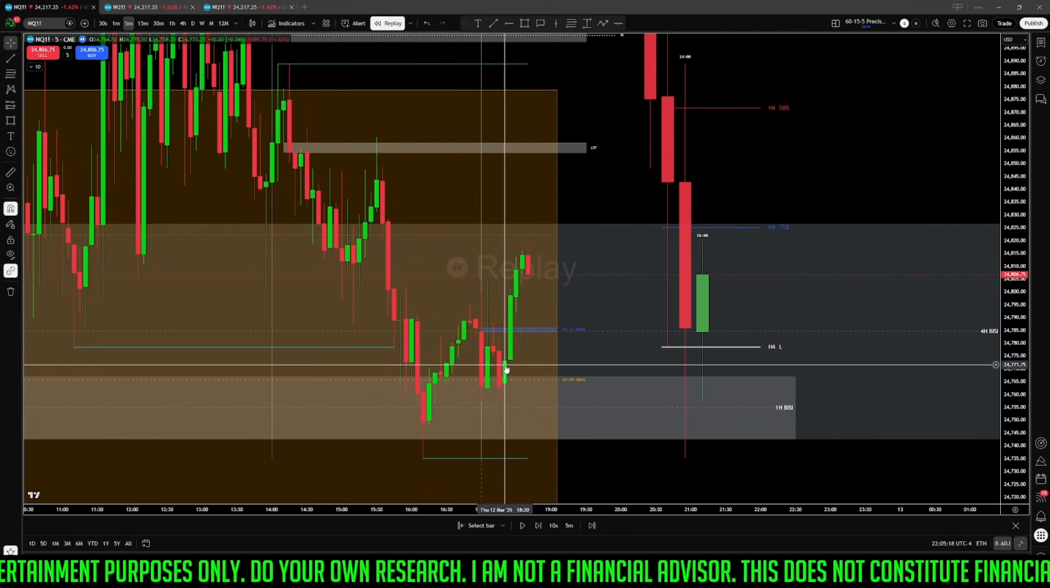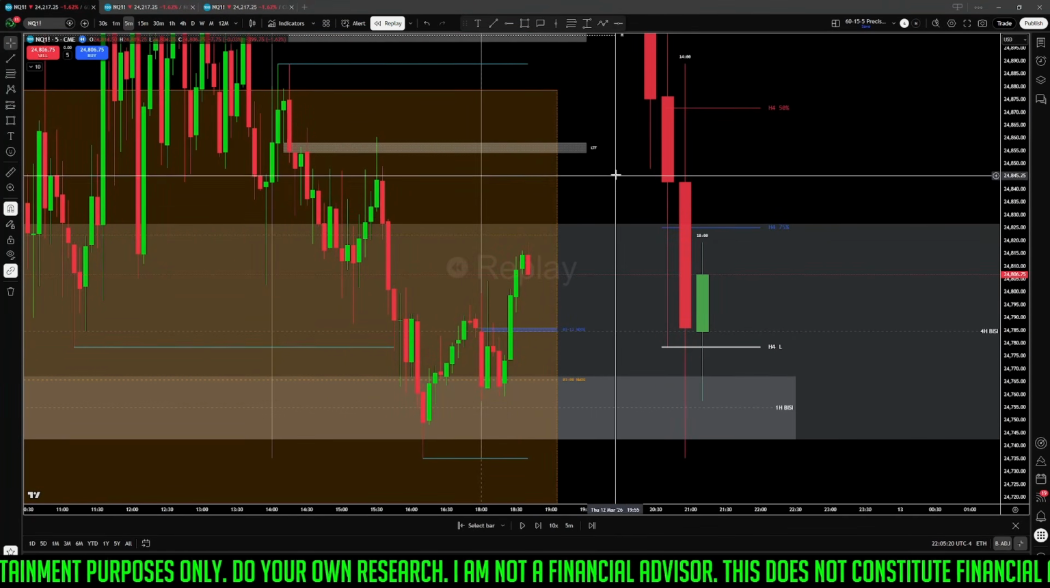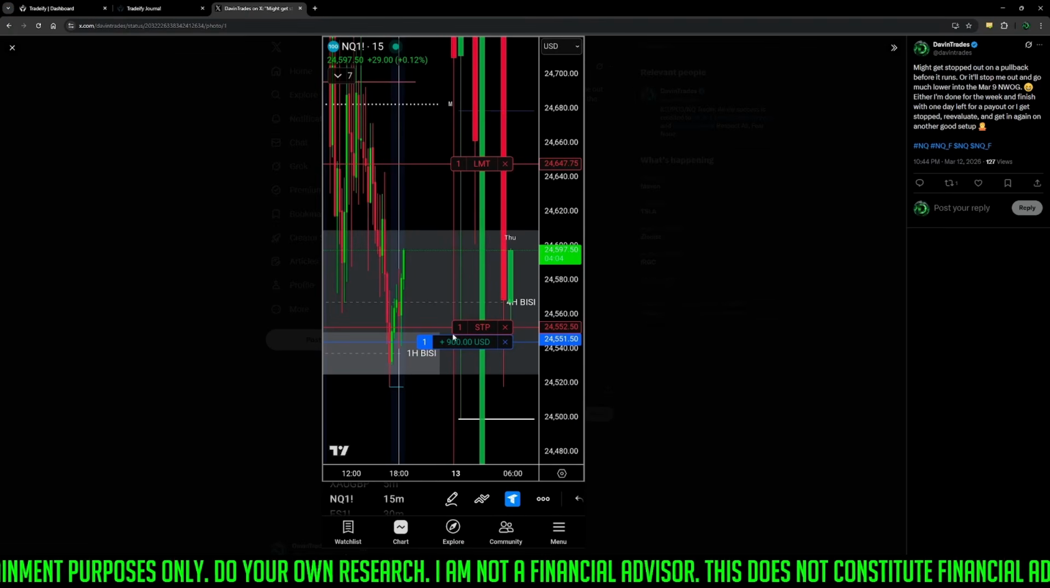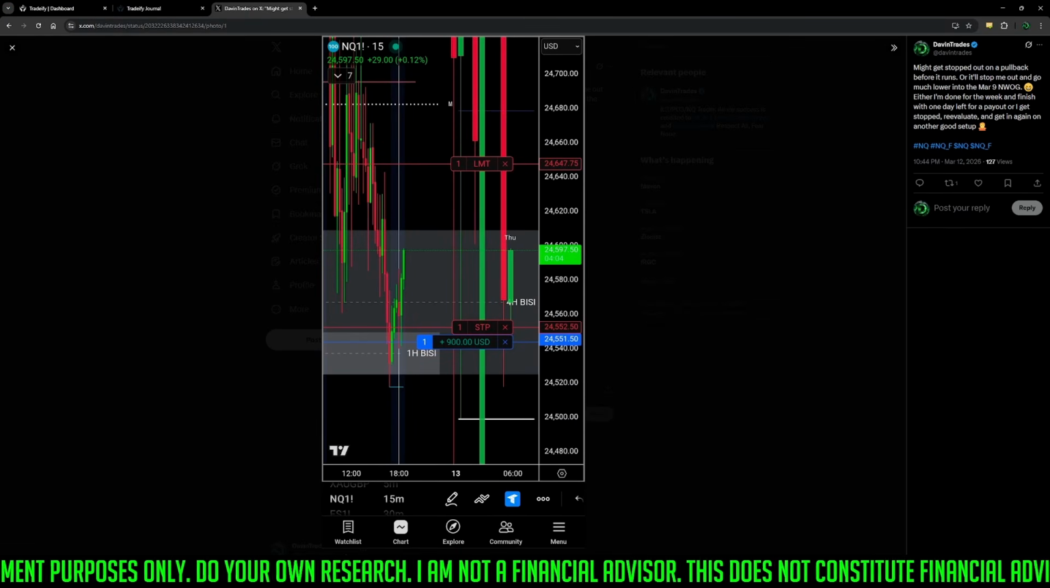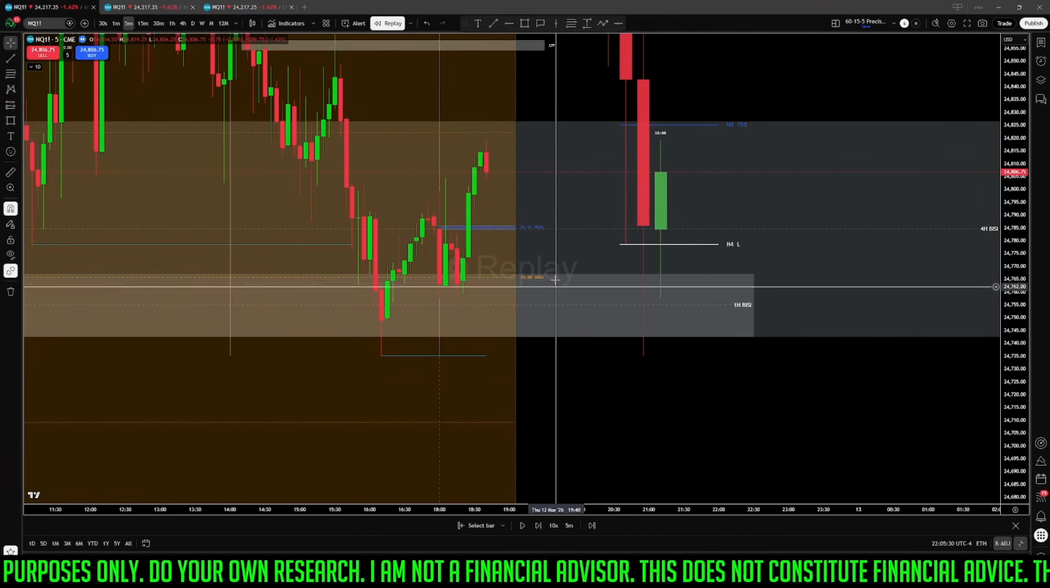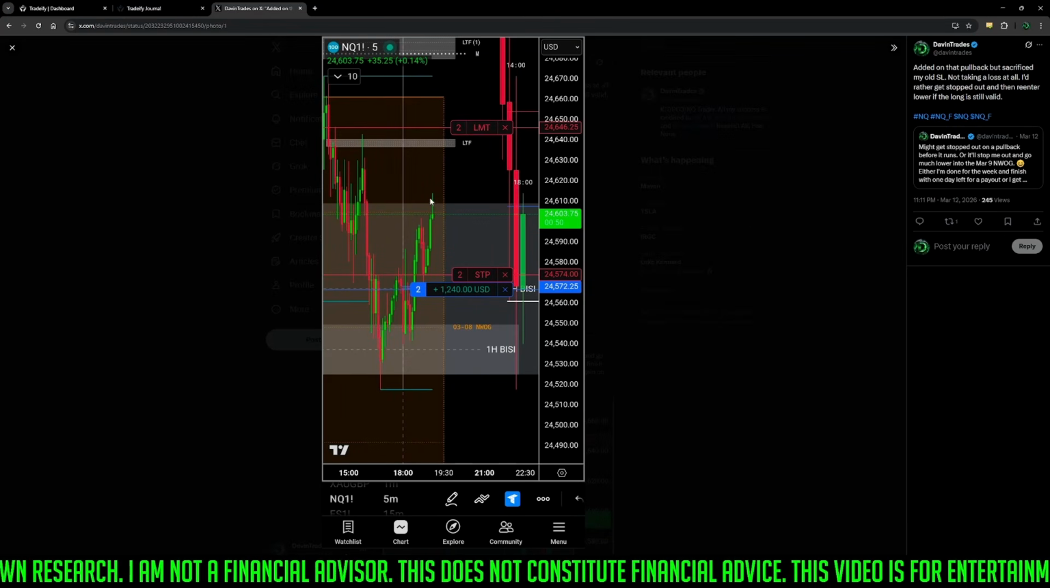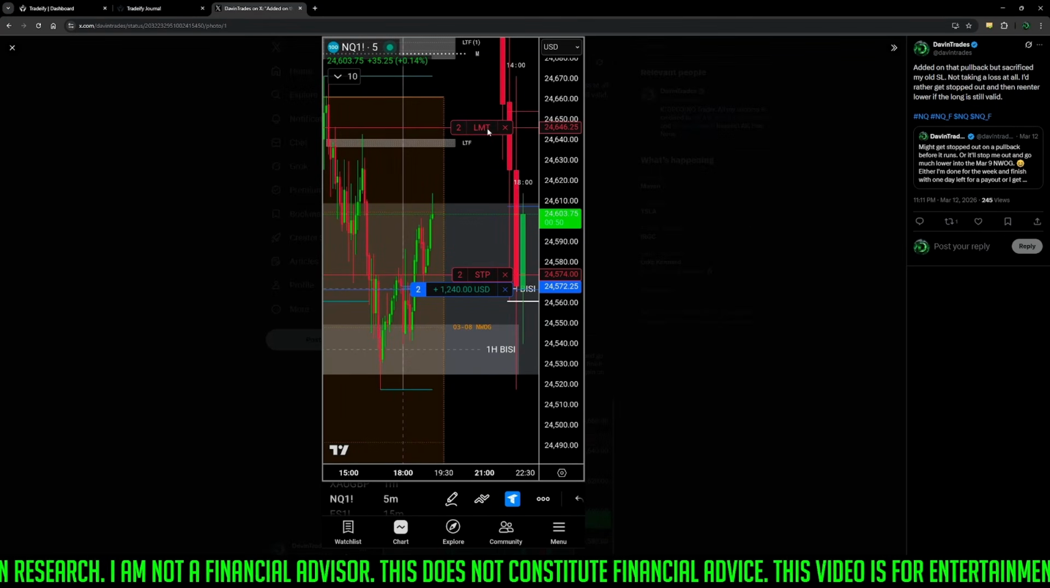And then we also displaced higher here. And yep, I already trailed my stop up because I wasn't expecting price to come back down. So I added as price was going higher, and then I was targeting up here.